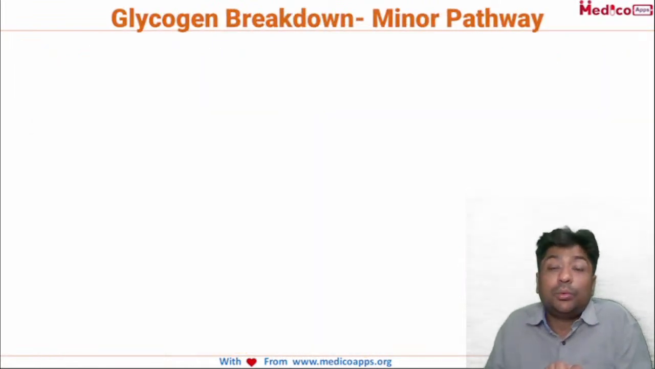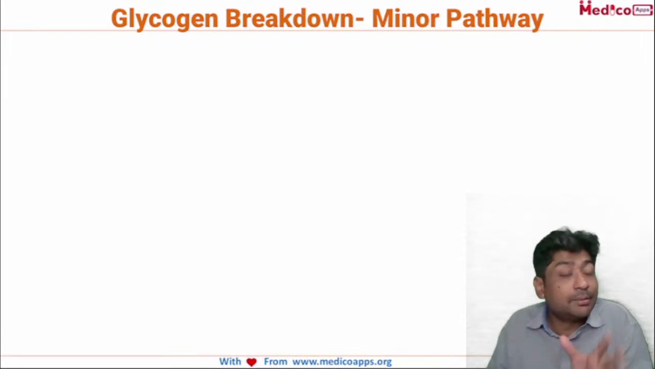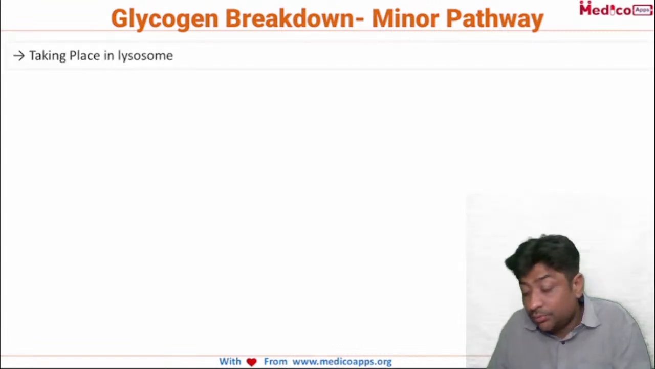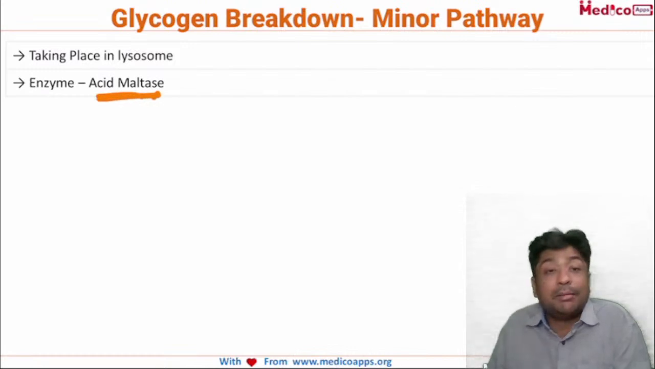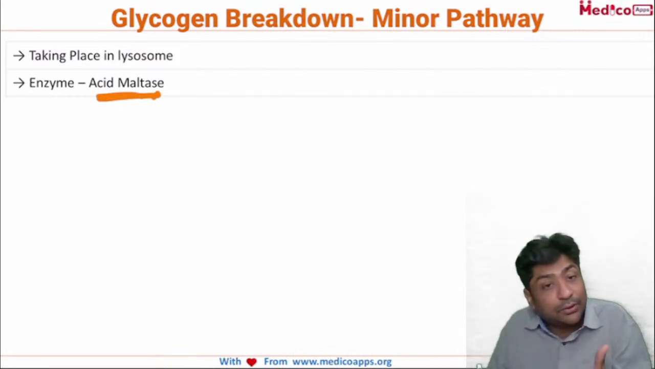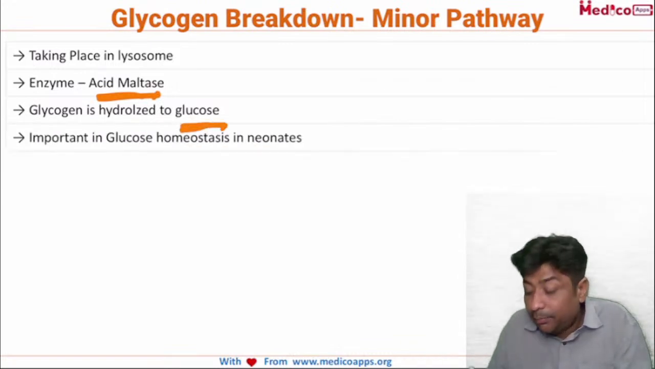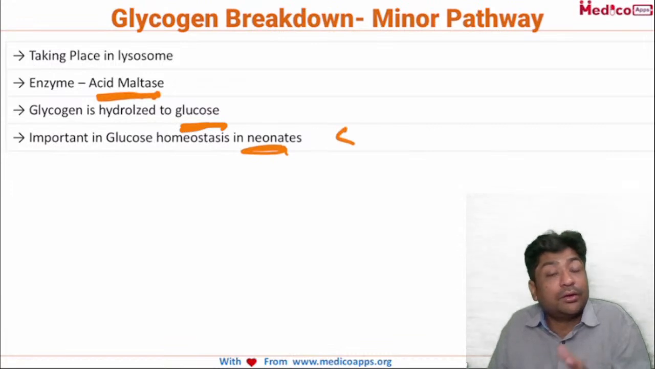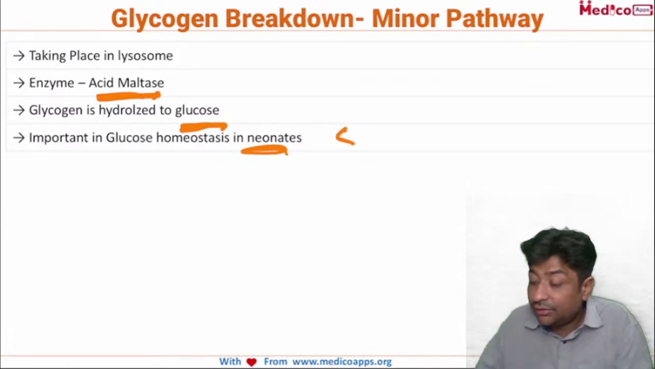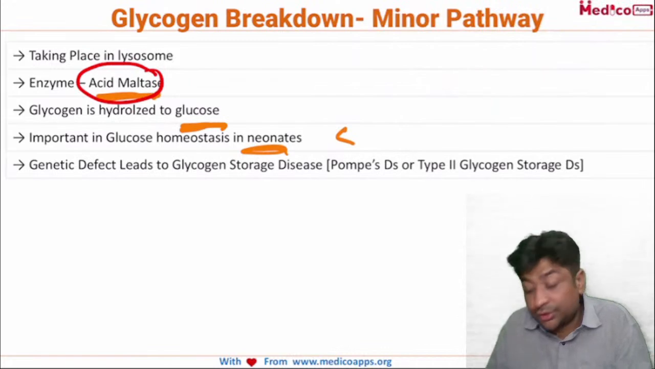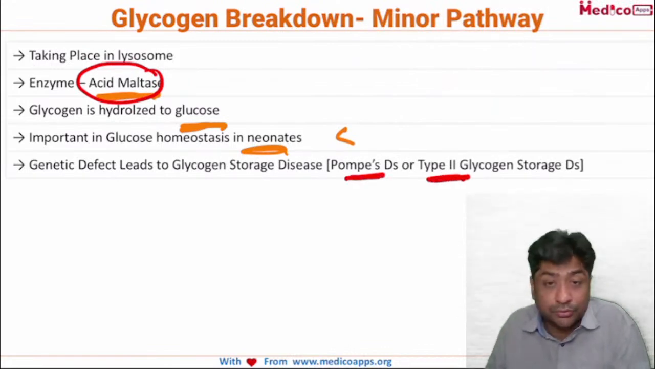Let's look at the minor pathway. As I told you, that is the major pathway, primarily in adults, but in children we have a minor pathway, and this minor pathway takes place in the lysosome. Lysosome has a special enzyme called acid maltase, and what it does is take the glycogen and convert it completely into glucose. This is very important in neonates, anyone less than 1 year or 1 month, especially. Deficiency of this enzyme leads to an important glycogen storage disorder called Pompe's disease or type 2 glycogen storage disorder.